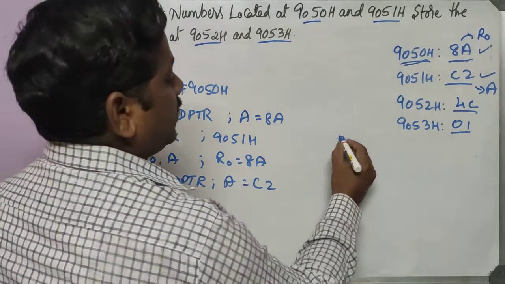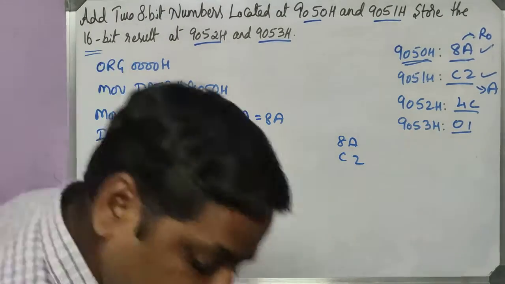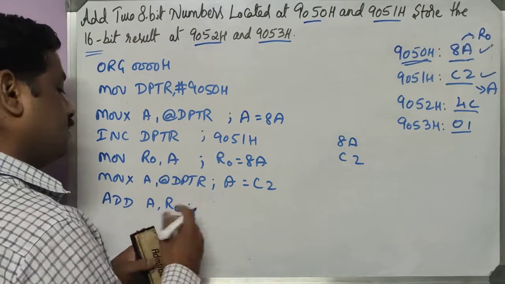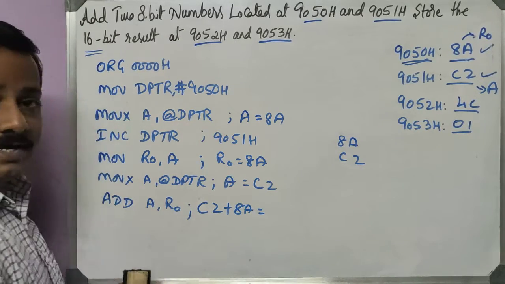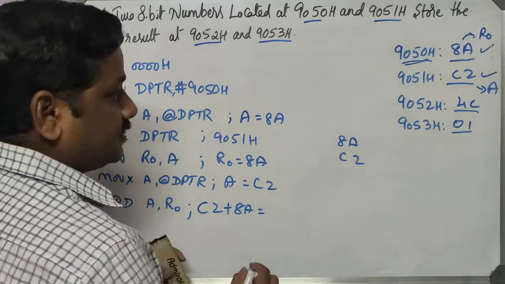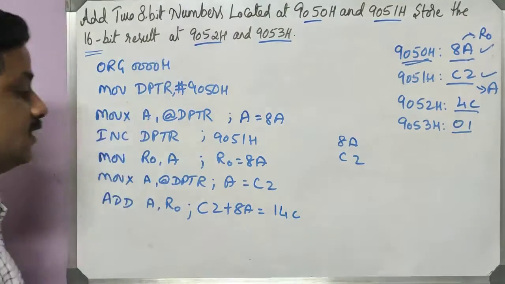Now what happens? 8A plus C2. This is going to happen here. In accumulator we have C2. In R0 we have 8A. Both are going to get added. And the result, as we have already discussed, will be 14C. That will be the result.